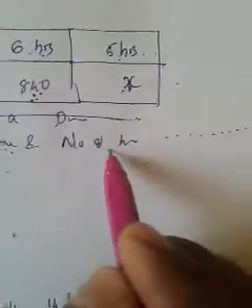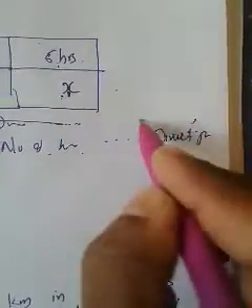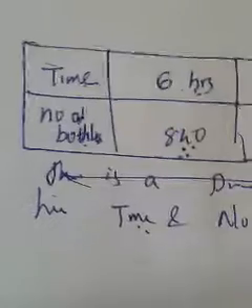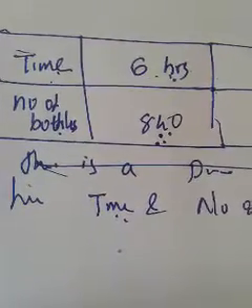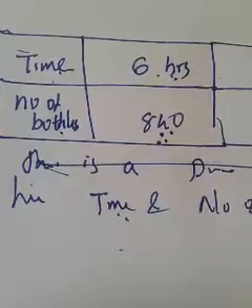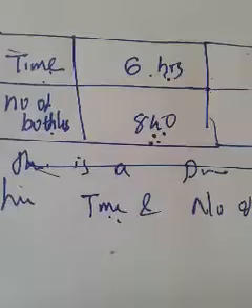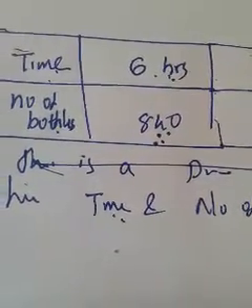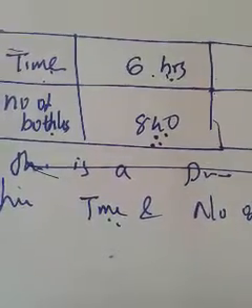Here time and number of bottles are in direct proportion, because we understood that this is the case of direct proportion, because when time increases the number of bottles also increases, when time decreases the number of bottles will decrease. So we can write that time and number of bottles are in direct proportion. Okay, so we understood that this is in direct proportion. In direct proportion, the operation we have to use is division.